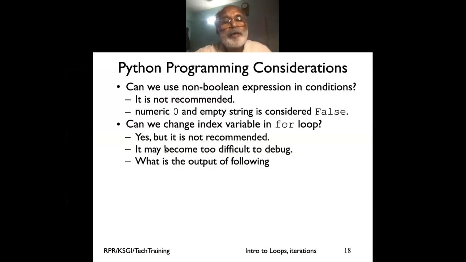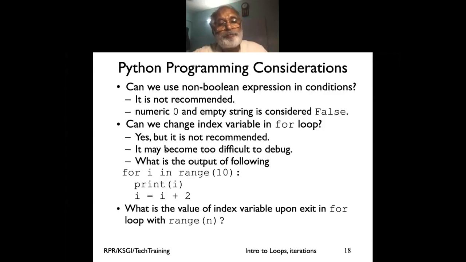Another thing which is different from other programming languages, let's look at this. Now look at what I'm doing here. For i in range 10, I'm printing i and changing the value of i to i plus 2. Most programming languages would print 0, 2, 4, 6, 8, something of this kind. In Python, it is different. Any thought what the printing would be?